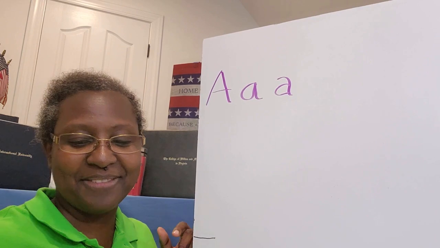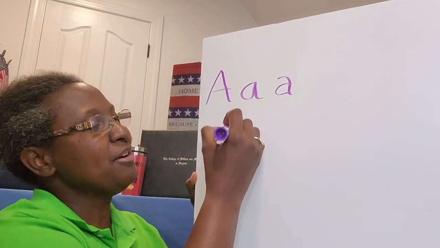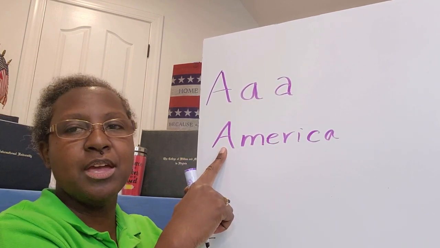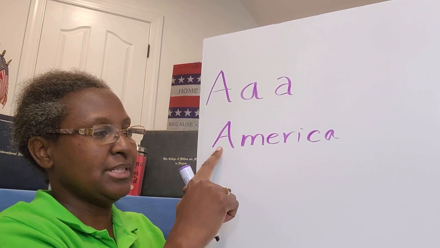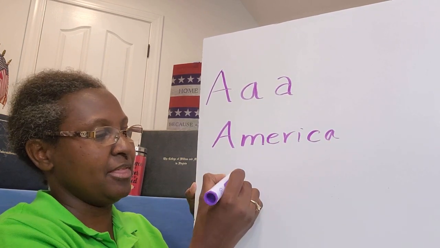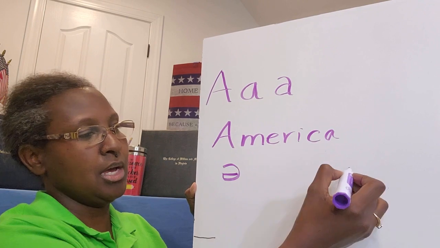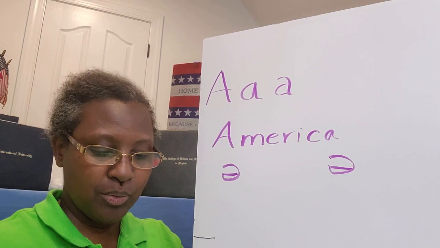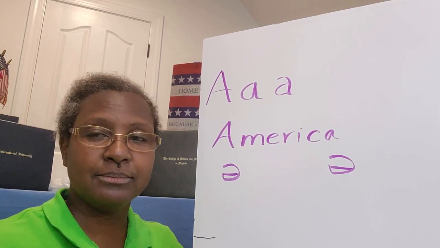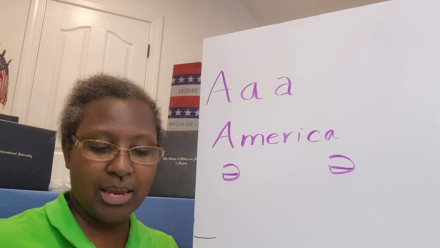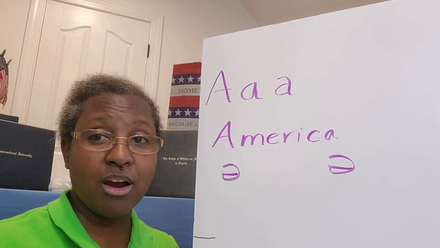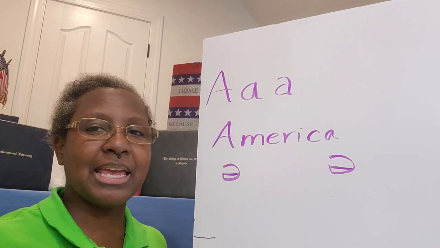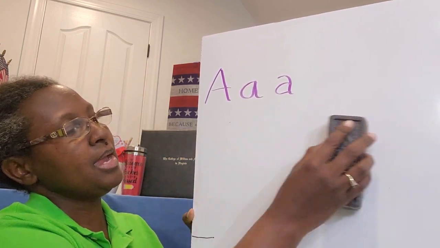And let's not forget the word America. You can see at the beginning and the end, we have this schwa sound. America. So with the letter A, we have our long A, short A, then we have our aw and schwa. 4 ways to say A. America.